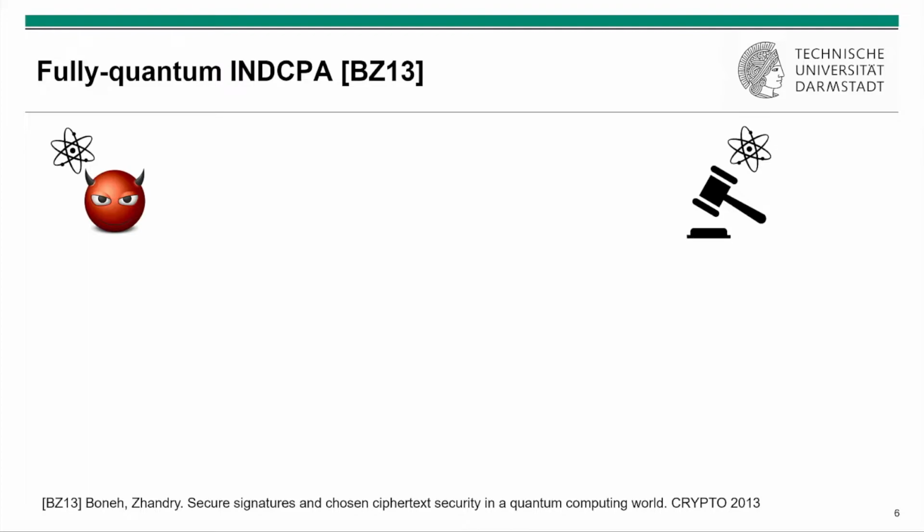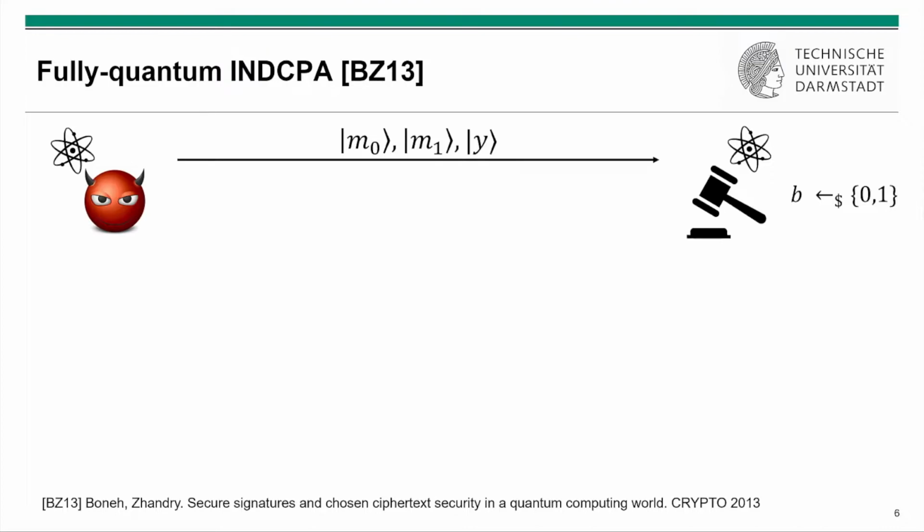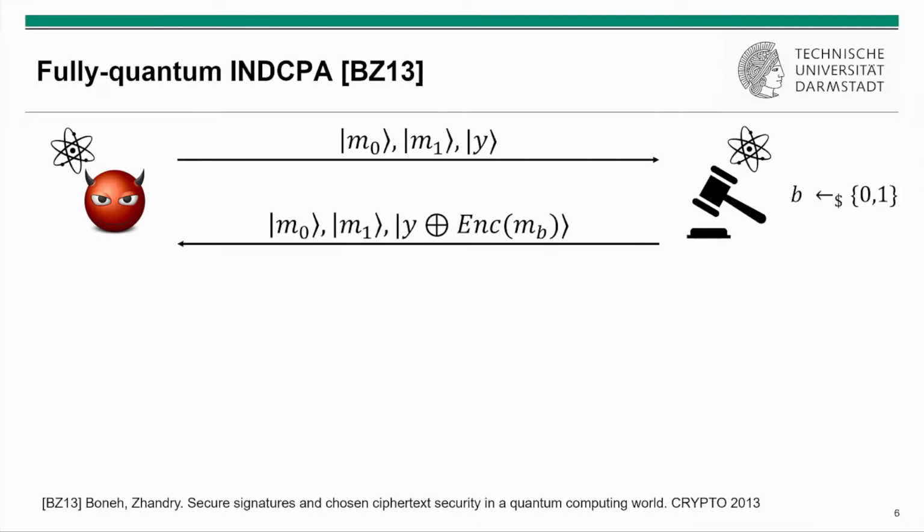The first notion of indistinguishability which goes beyond the post-quantum setting was analyzed by Boneh and Zhandry in 2013, and they use these type 1 operators we've seen on the previous slide. In this notion, the adversary will send three registers to the challenger: two message registers, here M0 and M1, and one ciphertext register Y. Then the challenger will flip a bit and run the type 1 encryption operator on one of the two messages together with Y. Then he will send back all the registers, so M0 and M1, together with the register now containing Y XORed with the encryption of the message MB, to the adversary.